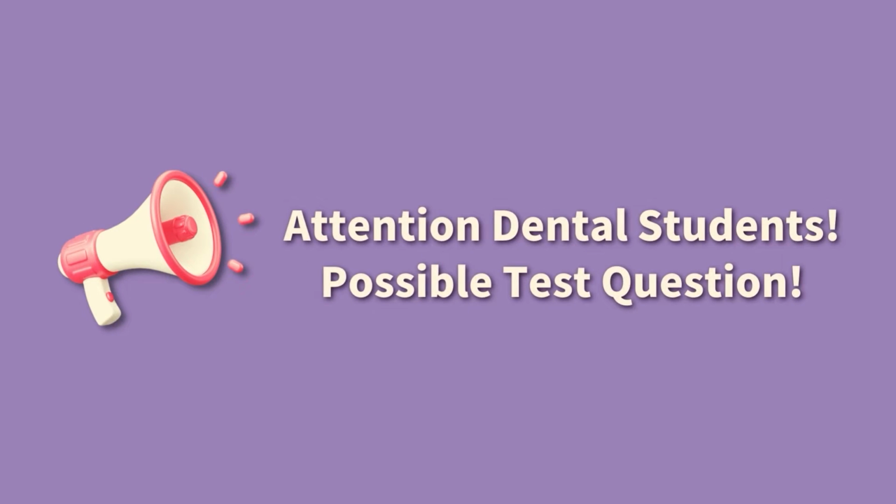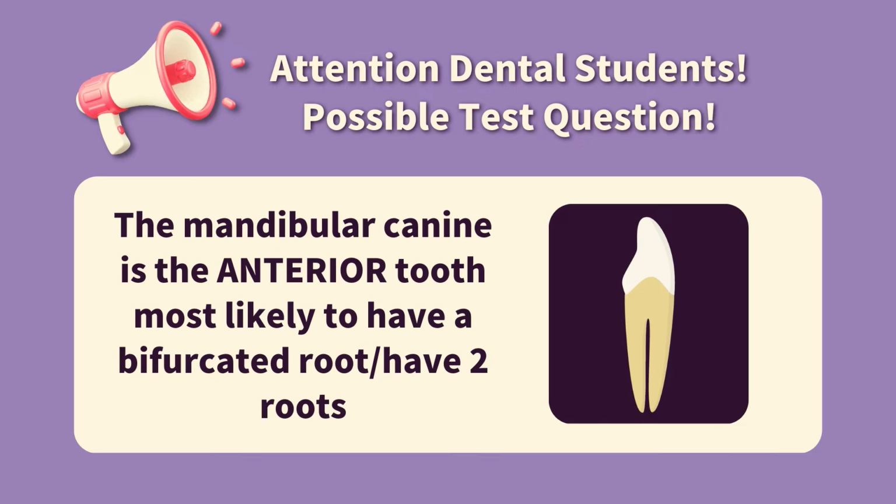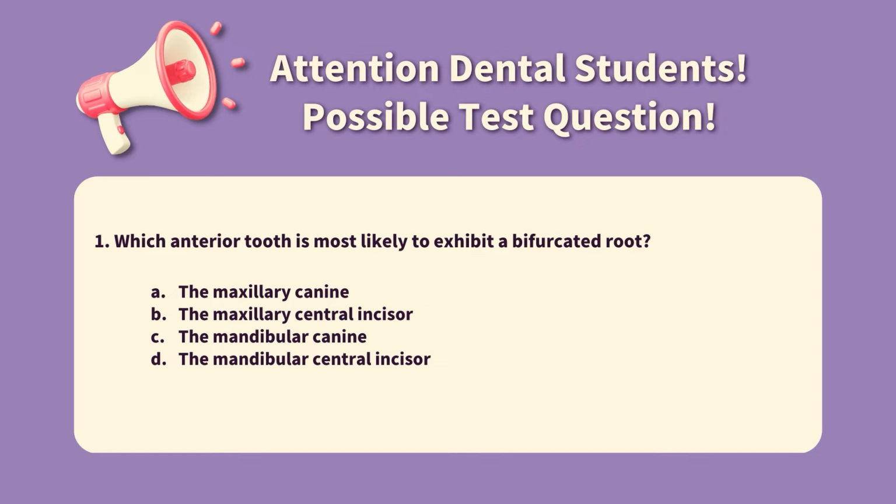Attention dental students. This variation of the mandibular canine having a bifurcated root or two roots is a common test question. The mandibular canine is the anterior tooth most likely to have a bifurcated root or two roots. And those two roots will be oriented with one to the facial and one to the lingual. Which anterior tooth is most likely to exhibit a bifurcated root? The mandibular canine. Which of the following teeth is most likely to have two roots?